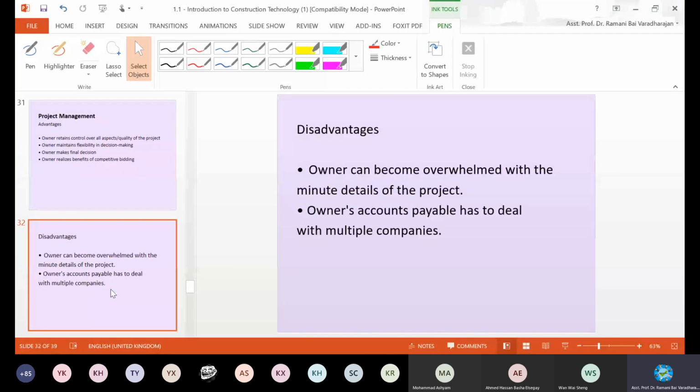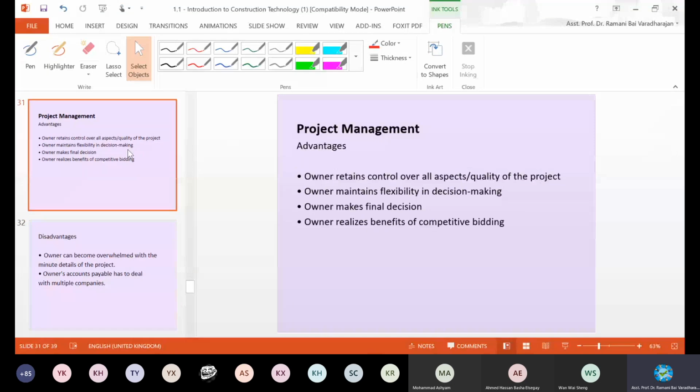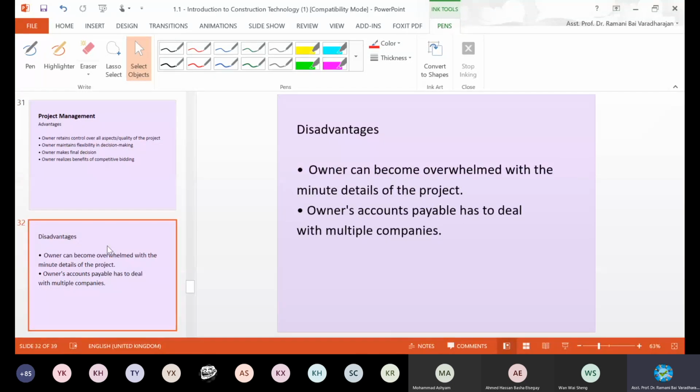In project management, the owner can become overwhelmed with the minute details of the project. The owner's accounts payable has to deal with multiple companies. It's a burden for the owner. At project management, the advantages are that he has full control of the project, decision making, the final decision, and negotiating the bid. All these things are borne by the owner. But the disadvantage is that he is overwhelmed.